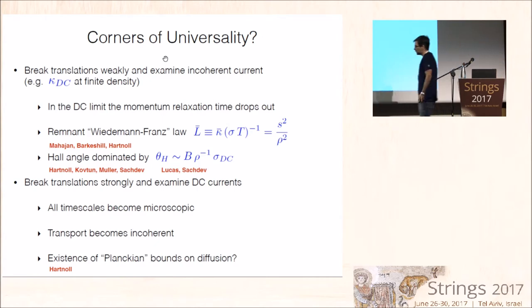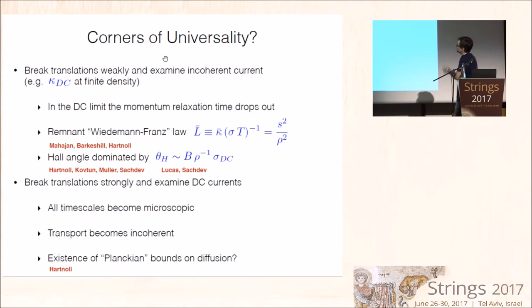So is there any hope for universality in all this? There are two ways that you can hope that something universal can come out from the study in any theoretical framework. The first is if you relax momentum very weakly, you can study the incoherent currents, right? So you can, for example, study kappa or the DC limit of kappa at finite density. And this is really singling out precisely this incoherent piece. Or you can break translations in a very bad way, and you can really look at new phases of matter in which translations or momentum relaxation is completely absent, even at zero temperature.